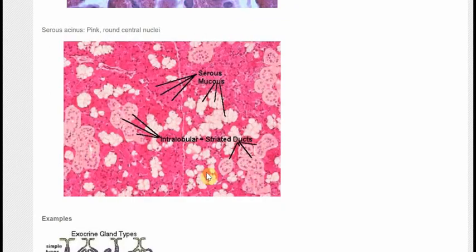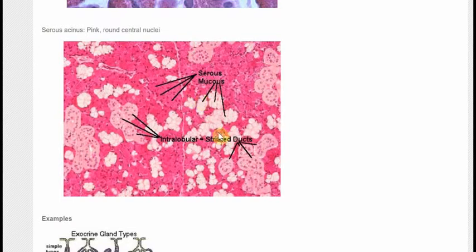Serous, as we said before, the P's, remember, the peptic, parathyroid, and basically you have pink, round, central nuclei. Pink and round. Whereas the mucinous one, as we can see, has flattened nuclei.